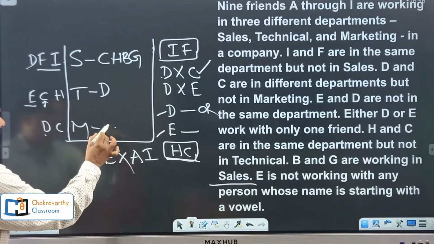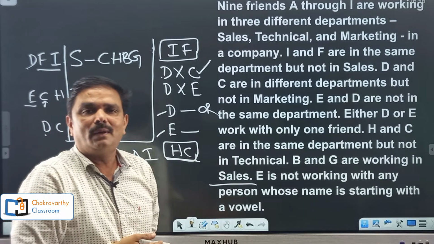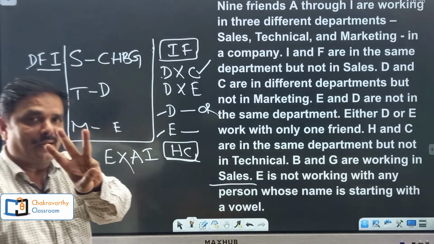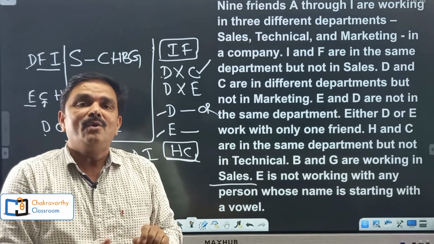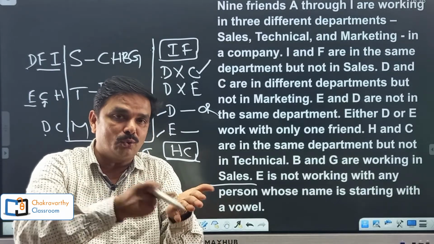Just temporarily I am writing here. What if I keep E here? What's the consequence of this one? Obvious, students. When I keep E here, 3 persons are remaining. Who are those 3 persons? F, I and A. Where shall I go for F, I and A? With the condition that F and I should be together.